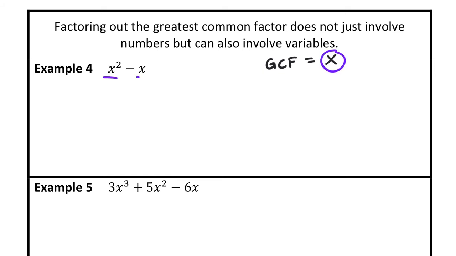So I'm going to divide both terms by x. I'm going to set up my parentheses, put my GCF in front of the parentheses, and then divide. So x squared divided by x is x, minus x divided by x, something divided by itself, is 1.